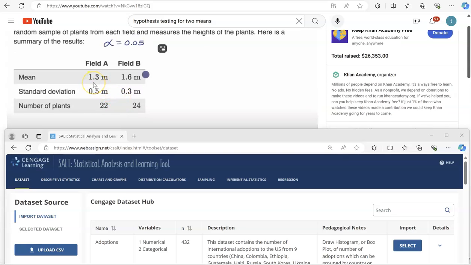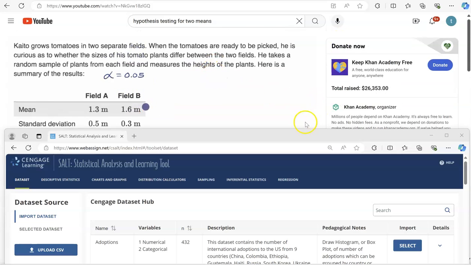And this is the same one from the Khan Academy video, but I'm going to show you how to use SALT to do it. So field A, here's our mean, standard deviation, number of plants. Field B, we've got the same information. We're going to test the claim at a 0.05 significance level. So let me get my tool out so I can write.